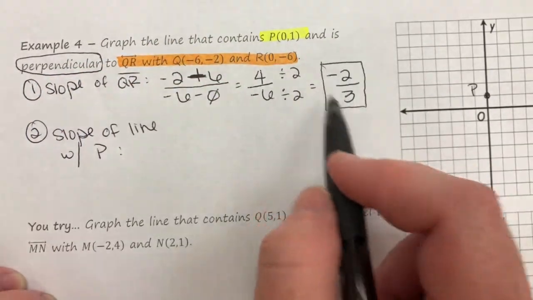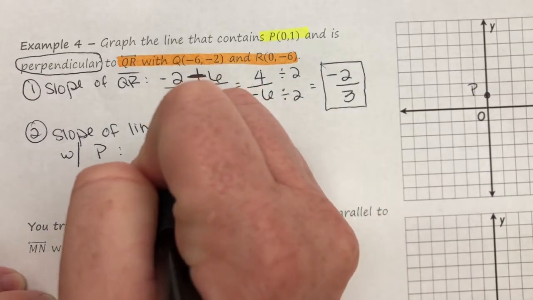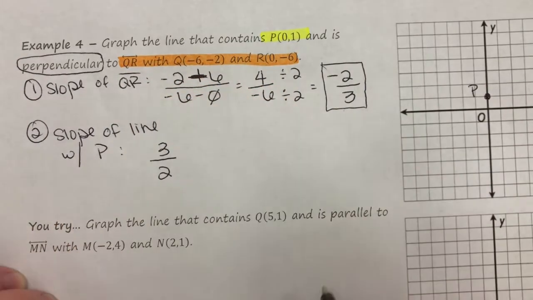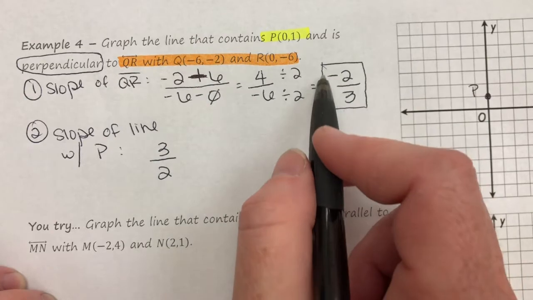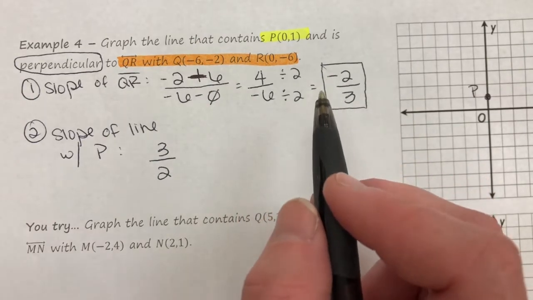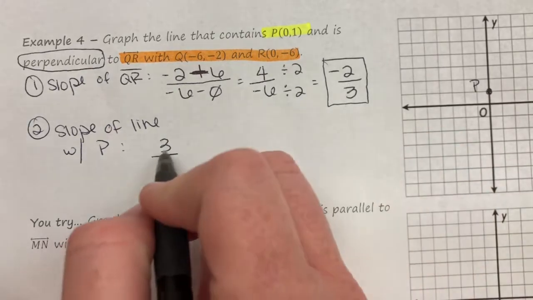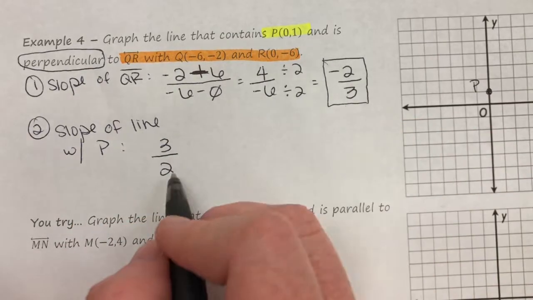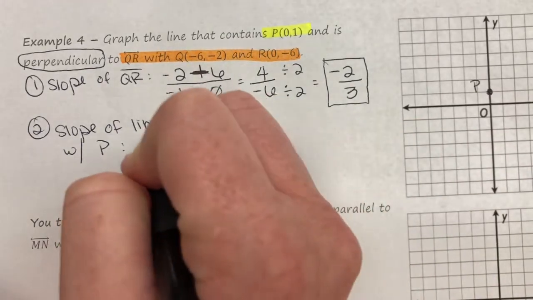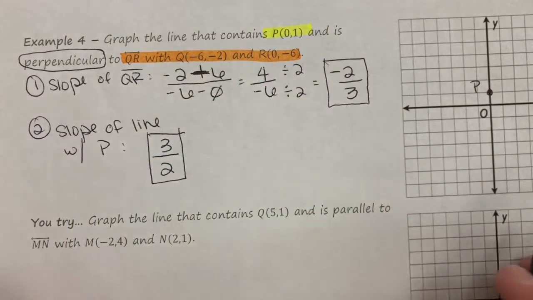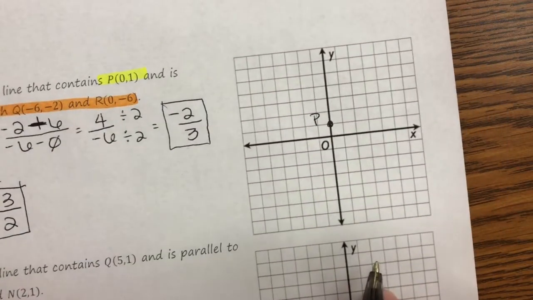So it's got to be opposite this. So we're going to flip it upside down, make it 3 over 2. And we're going to change the sign, right? Perpendicular lines have negative reciprocal slopes. So we're going to change the sign. Instead of negative, it's going to be positive. So this is the slope of our line that goes through point P, 3 over 2.